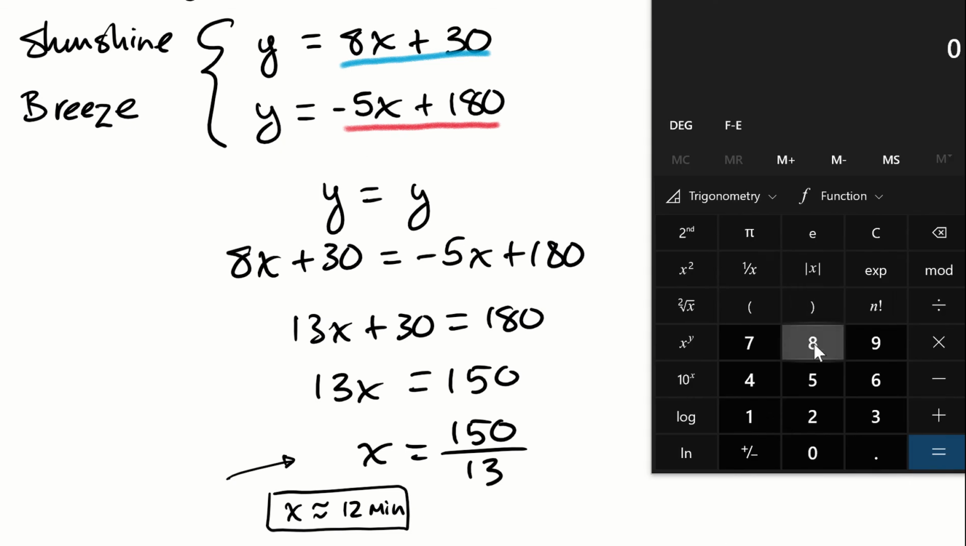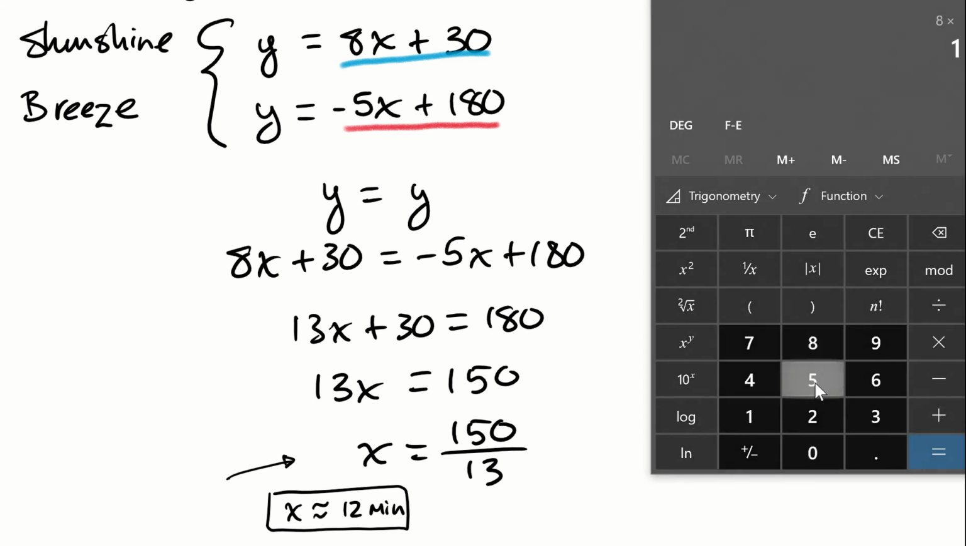So for example, I could take 8 times 150 divided by 13, and then add 30 to that, and you can see I get about 122.307. Same thing, I'll do negative 5 times 150 divided by 13, and I'll add 180 to that, and I get the same thing, 122.307. So this value of x makes both of these expressions equal to each other. So at about 12 minutes, the pools will have the same amount of water in them.